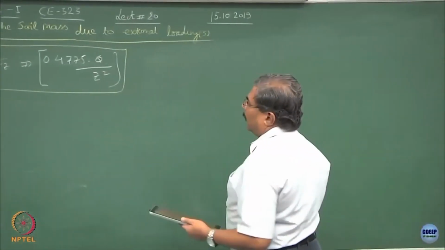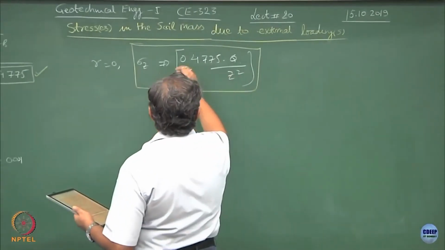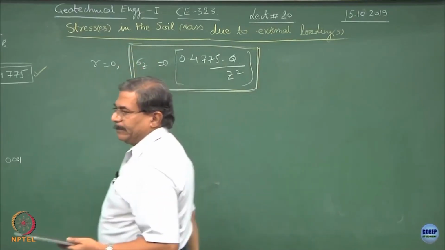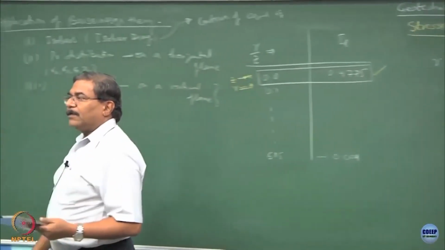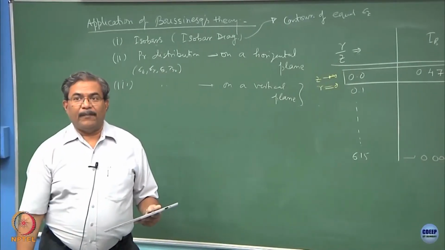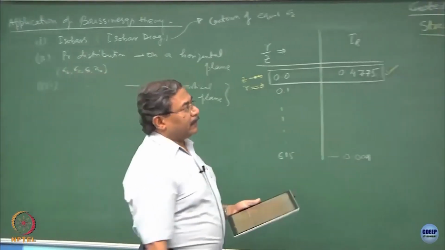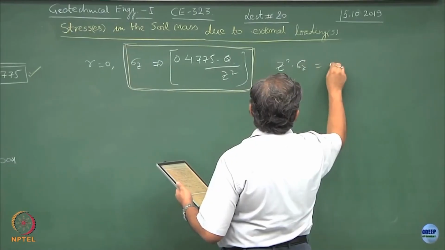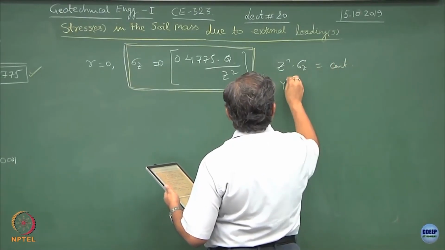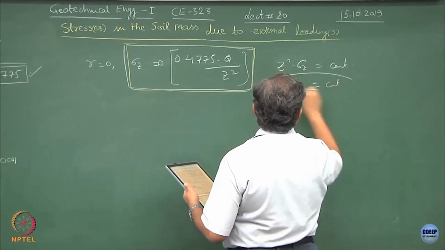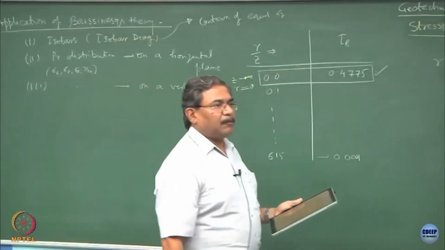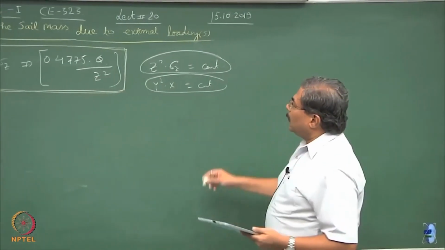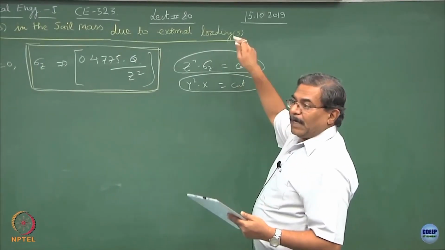How would you plot them? Now, I am sure you can realize from here, what is the form of this equation between sigma Z and Z? Q is a constant, is it not? So, what is the form of this equation? If I write it like this, Z square into sigma Z is constant. Suppose this is y square into x equal to constant. What is this graph? Hyperbola. Clear? So, that means all the contours of the stresses are going to be hyperbolic functions.